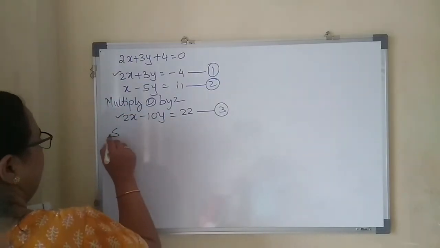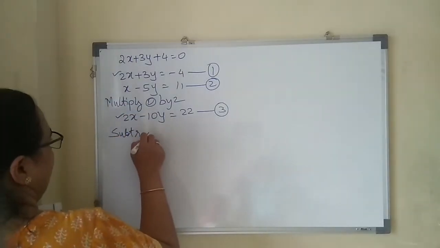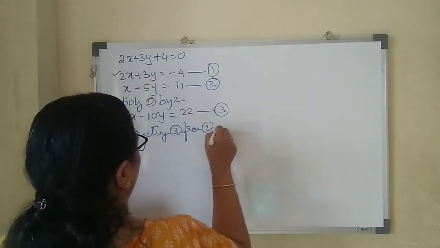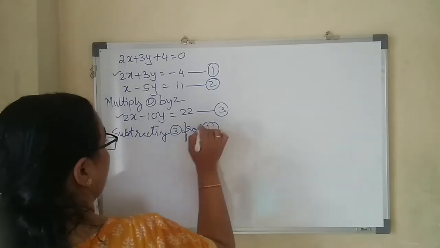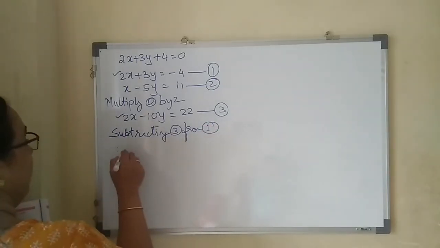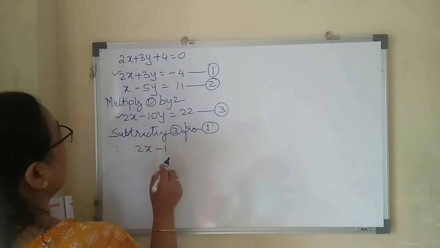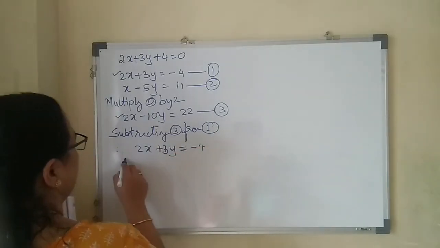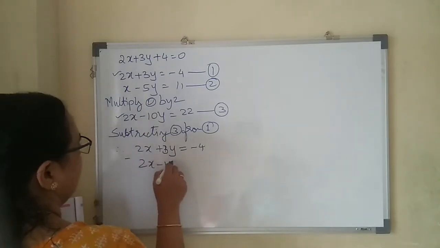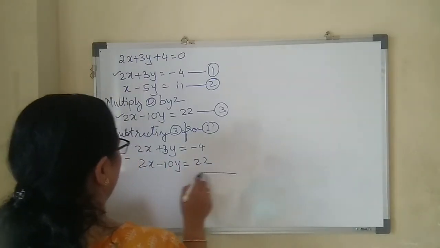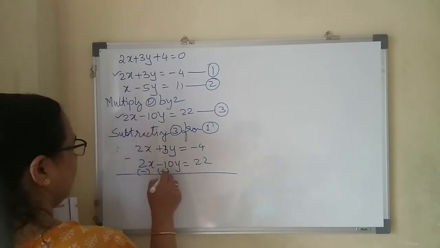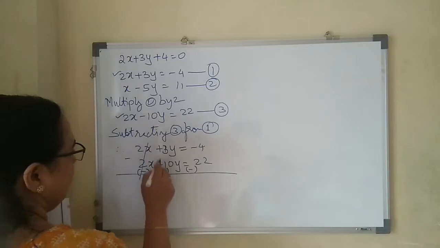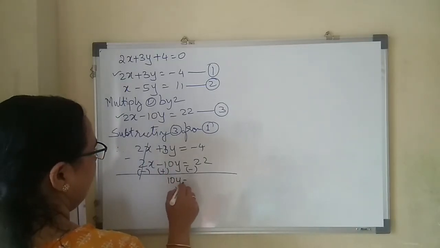So what can be done? Subtracting 3 from 1, because 2 is not 1. Therefore, what do you have? 2x plus 3y equals minus 4, minus 2x minus 10y equals 22. Subtraction, show the sign change. What happens is 2x gets cancelled. 3 plus 10 is 13y.